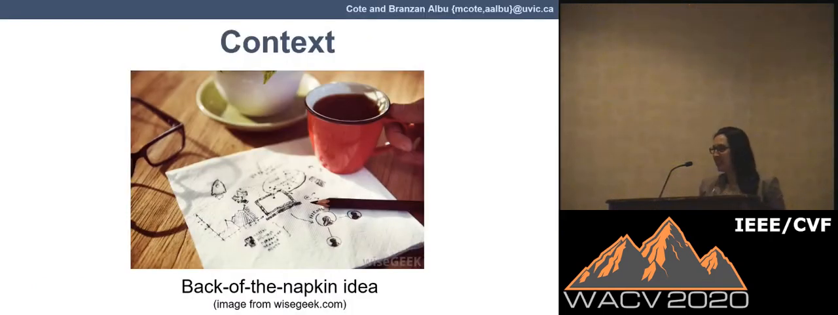I'm presenting a texture-based background modeling method for capturing back-of-the-napkin notes. So a good idea can strike at any moment. A back-of-the-napkin idea is typically created on the spur of the moment with a few hand-sketch notes on whatever material is available, which often happens to be an actual paper napkin.